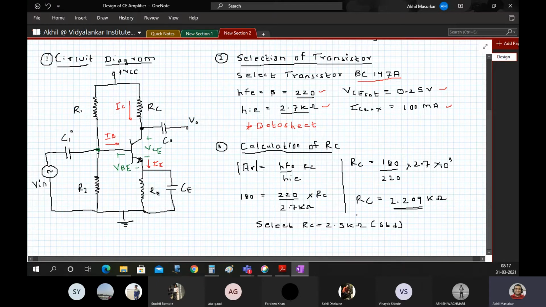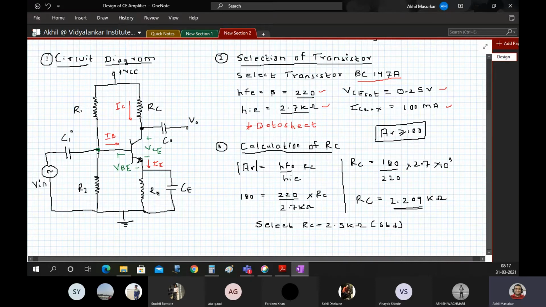Now you might argue, why higher, why not lower? If we choose a lower value of RC, if we choose 2.2, then the gain that I will get will be less than 180. That is why in the problem they have told us that AV should be greater than or equal to 180. That means if it increases, it is fine, but it should not decrease. So that is using a higher standard value.